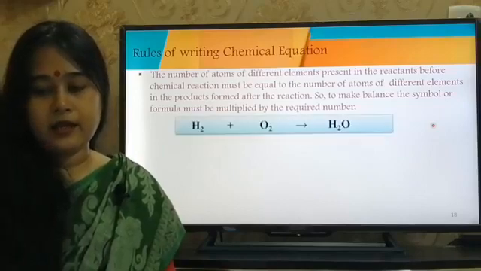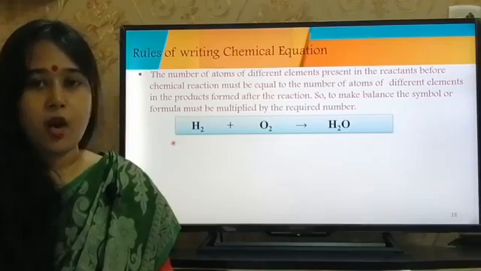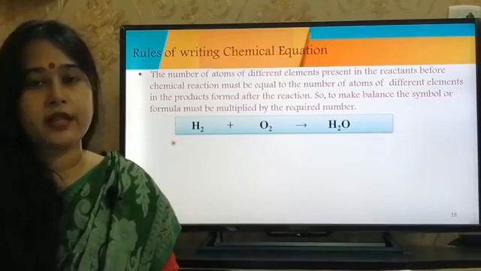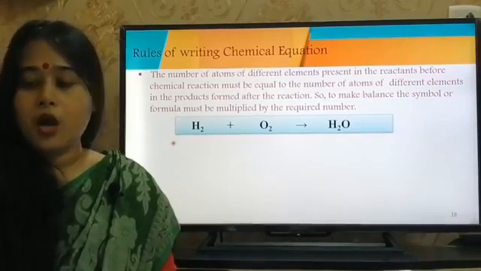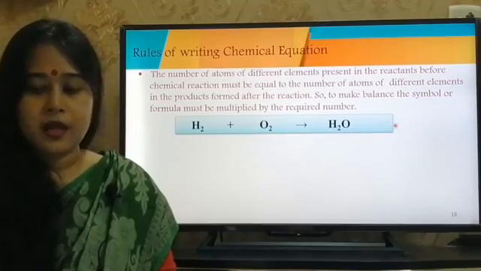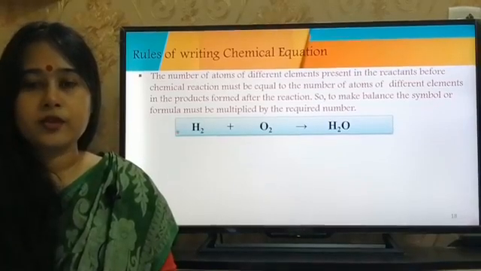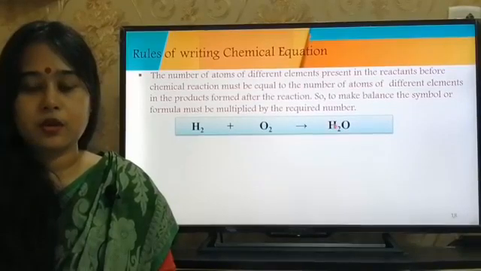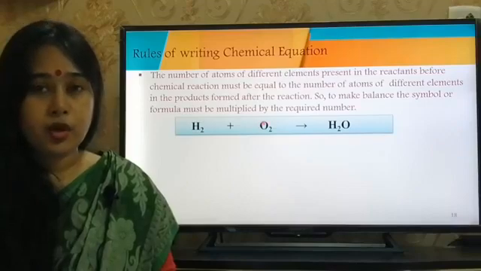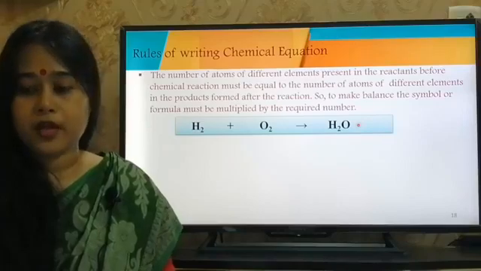Okay, let's see here the example. Hydrogen and oxygen, those two reactants make a chemical bond and make a product, that is water. You can see this is not a balanced equation. Here we have two hydrogen atoms and two hydrogen atoms on both reactant and product parts, but we have two oxygen atoms on the reactant part but one oxygen atom on the product part.